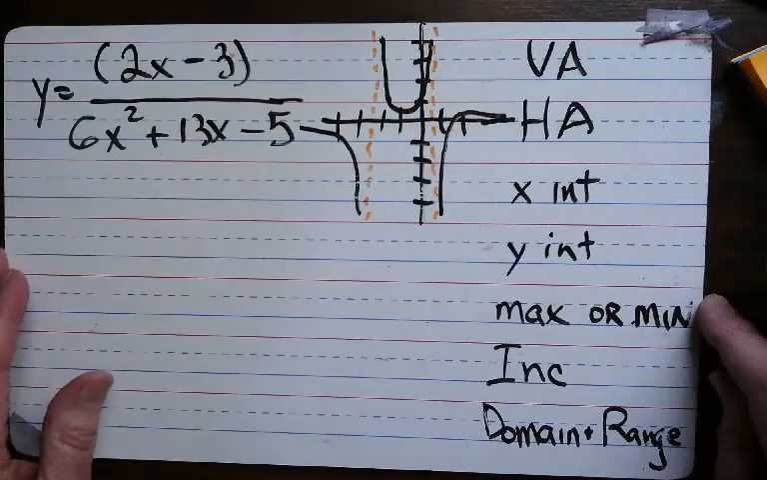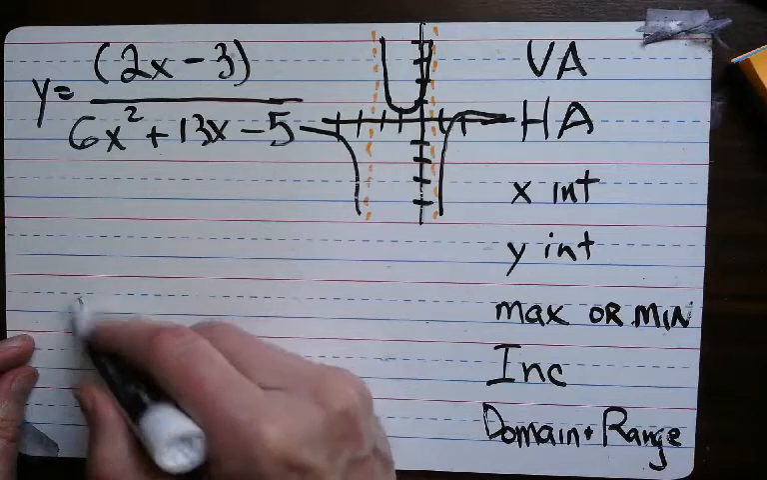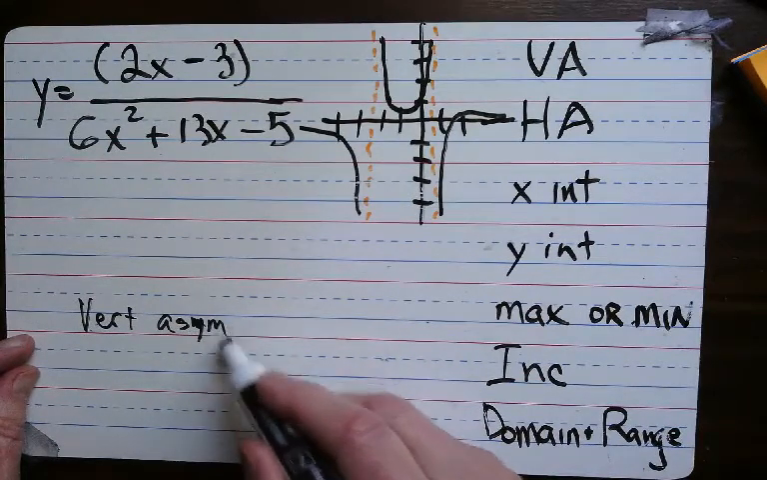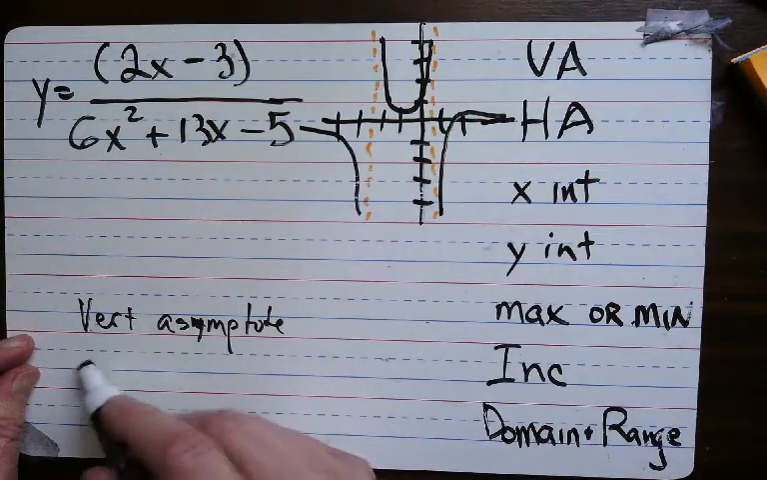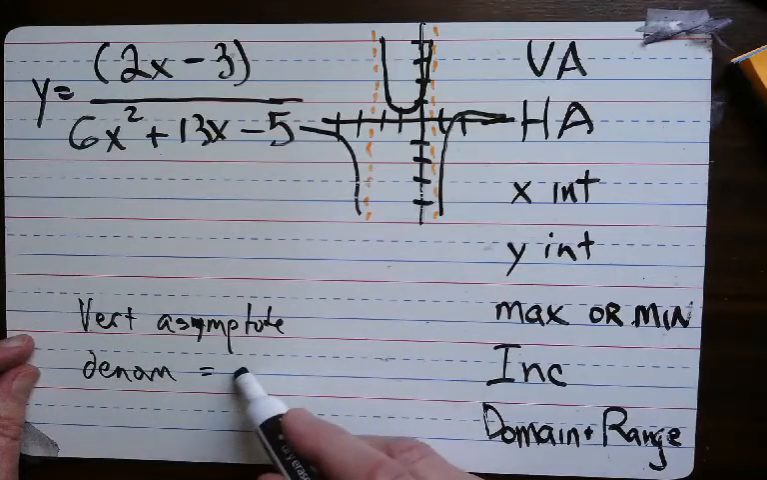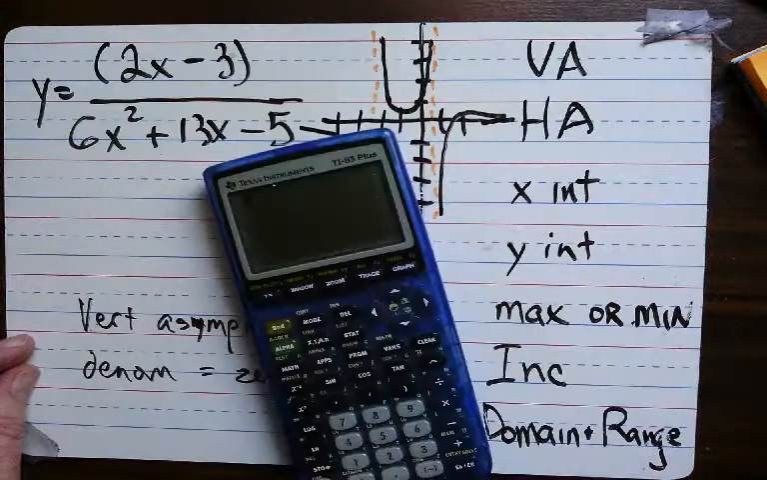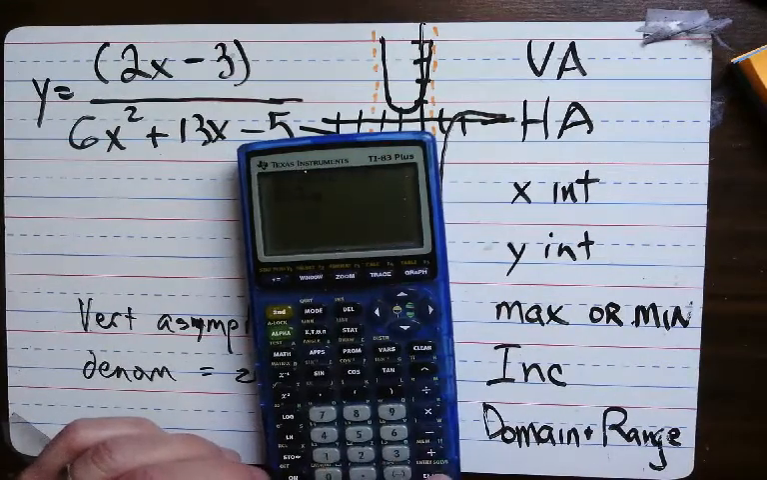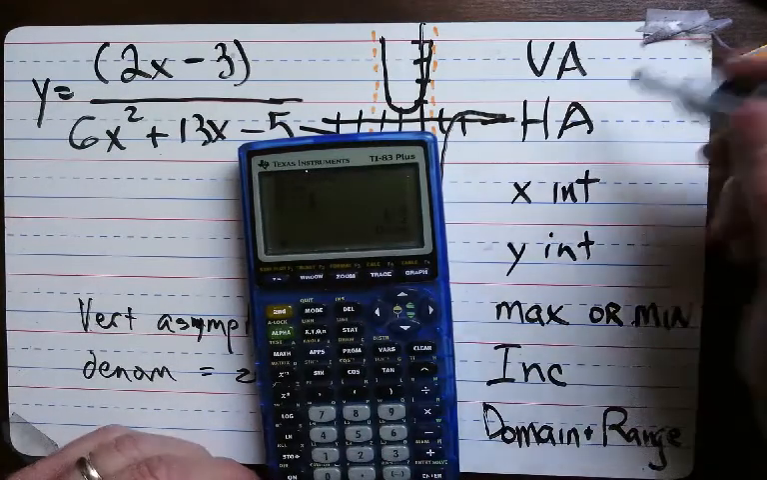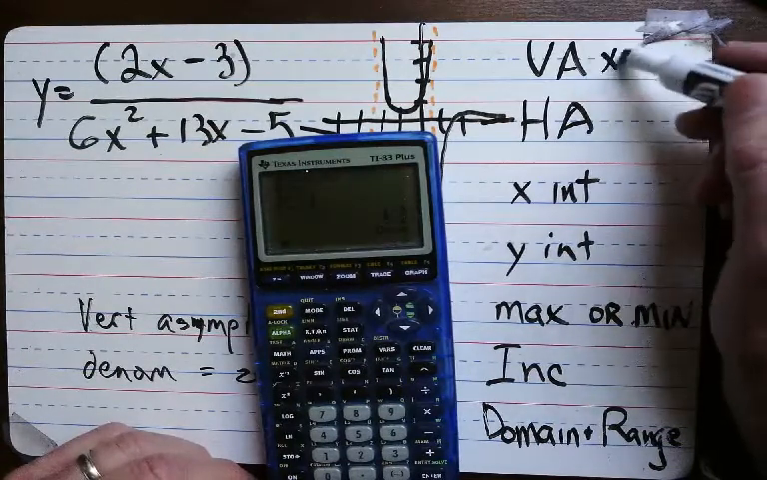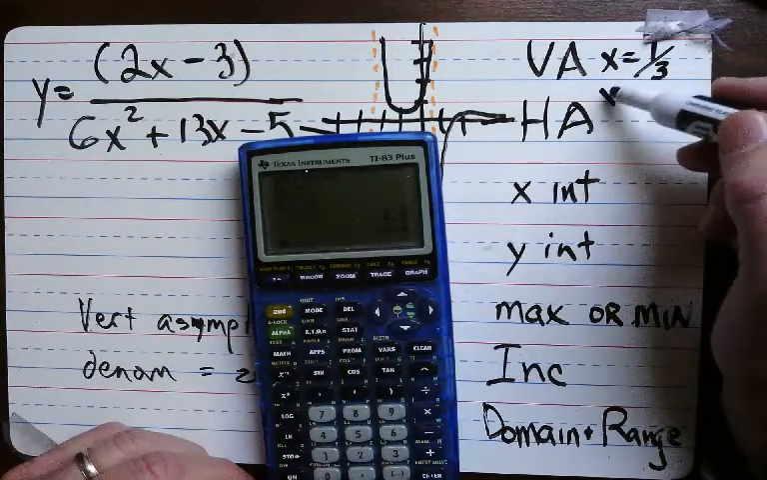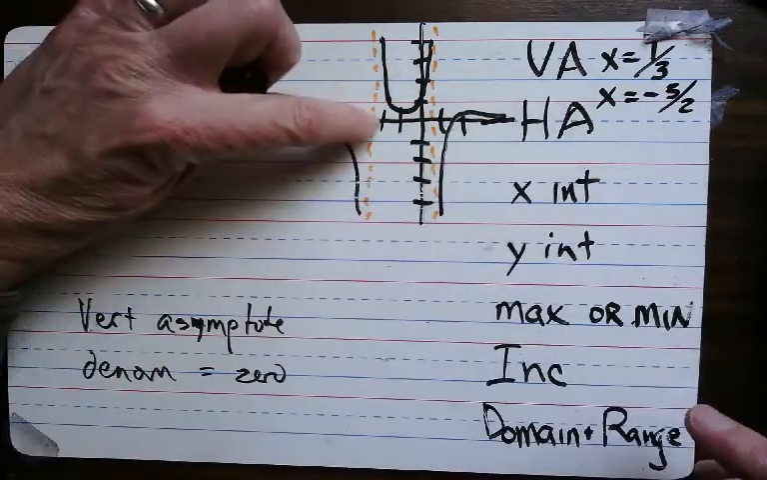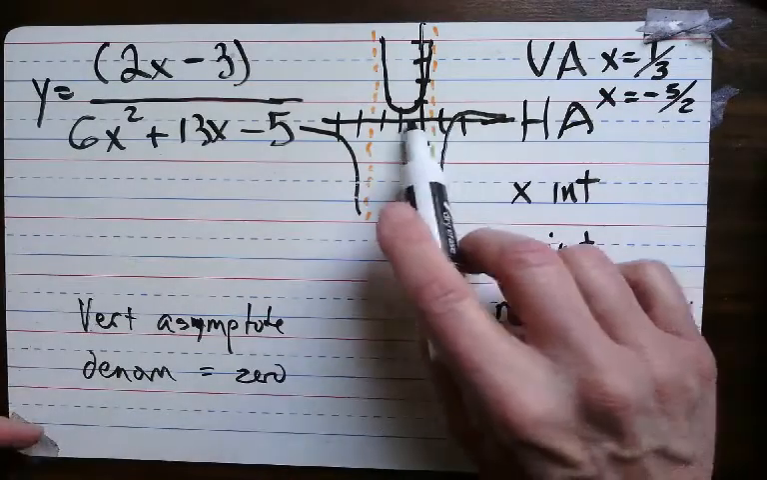Now then, there's some rules that we have to follow. For one of them, vertical asymptotes, to find the vertical asymptote, all you have to do is find what makes the denominator equal zero. So the denominator equals zero. Well, that's quadratic. I know how to find that. I'll just use my quadratic formula. So I put in 6, 13, and negative 5. Lo and behold, one of them is x equals 1/3. And the other one is x equals negative 5 over 2. 5 over 2 is 2.5, so negative 2.5. And 1/3 is between 0 and 1, so that's where I have that.